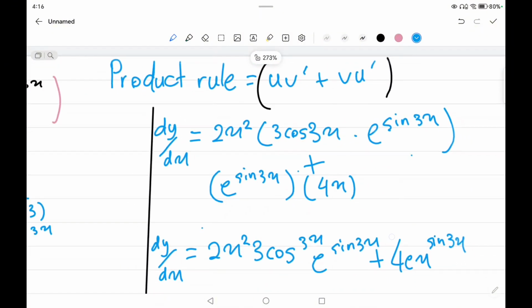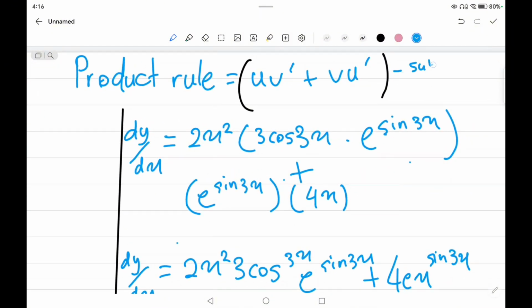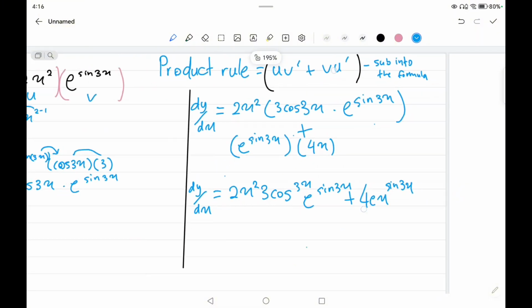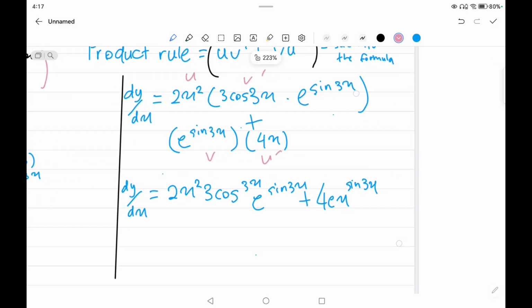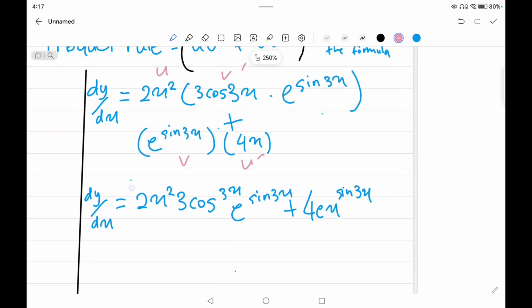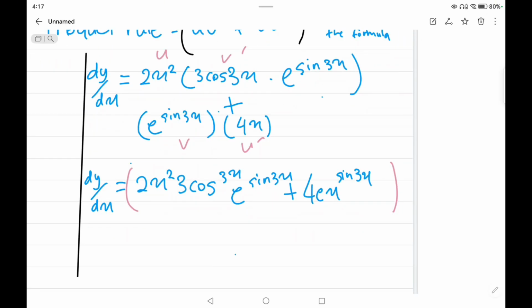Okay, and then we simply substitute into the formula. This is our u and v prime, this is my v, and this is our v and u prime. So the final answer will be 2x squared times 3 cos 3x times e to the power of sin 3x, plus 4x times e to the power of sin 3x. So that's all. Thank you.